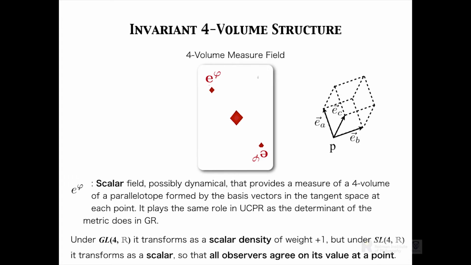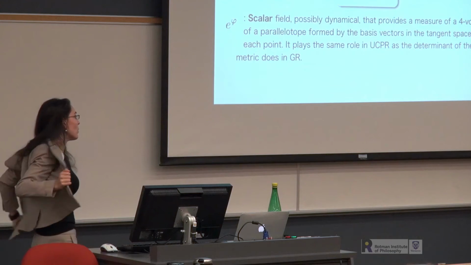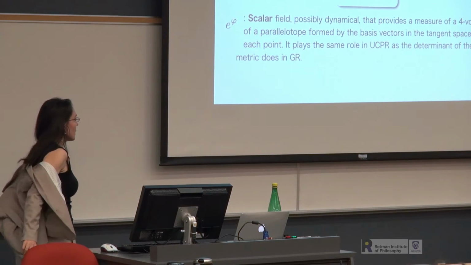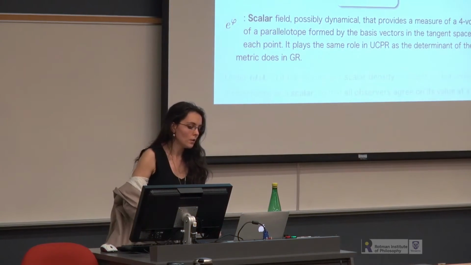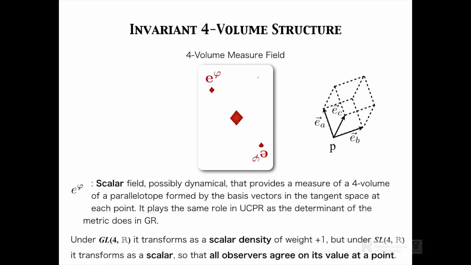Now, the scalar field, so I'm somewhat redundant here, but I figured if I repeat enough times, you'll remember better. Works on my students. It's a scalar field, possibly dynamical, and it provides a measure of a 4 volume of that parallelotope created by the basis vectors. And again, it plays the same role in UCPR as a determinant of a metric does in GR. And just to make sure you don't forget, under the general linear group, it's a density, and under the unimodular group, the special linear group, it's a scalar. So all the observers will agree on its value at that point.